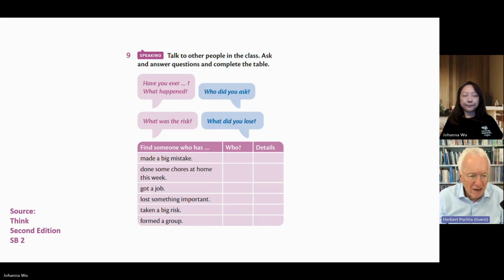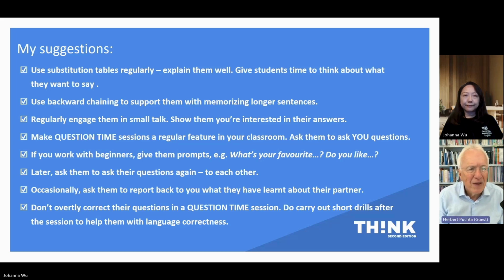So the point I'm making is, don't see substitution tables only as support for your students to make correct sentences. That is very important. The other important thing is that they actually make meaningful sentences. If they ask each other, have you ever lost something important? Then the student shouldn't just say, yes, I have, if they haven't. So we want a real sort of chat, a real conversation that starts here. Let's have a look at the next page. Next slide. So this is just basically writing up what I have suggested here.